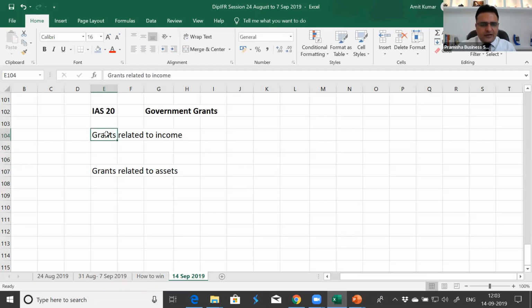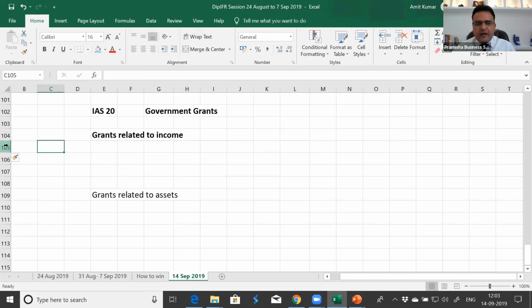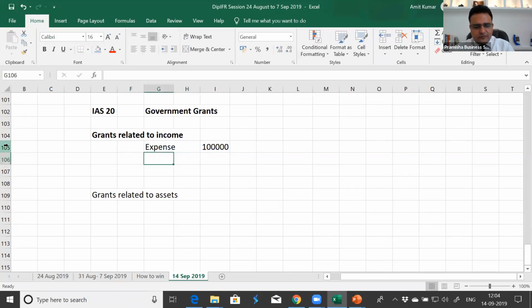When I say grants related to income, it means there is some expenditure incurred for which we get a grant. We are eligible to record this grant only when we become eligible for it, or we believe it is going to be receivable since we have met all the conditions. Grants related to income, we have a choice. Suppose we have incurred an expense of 100,000. If there is a grant of 30,000 for it, we can reduce the grant amount from that expense and record a net expense of only 70,000 in the books.